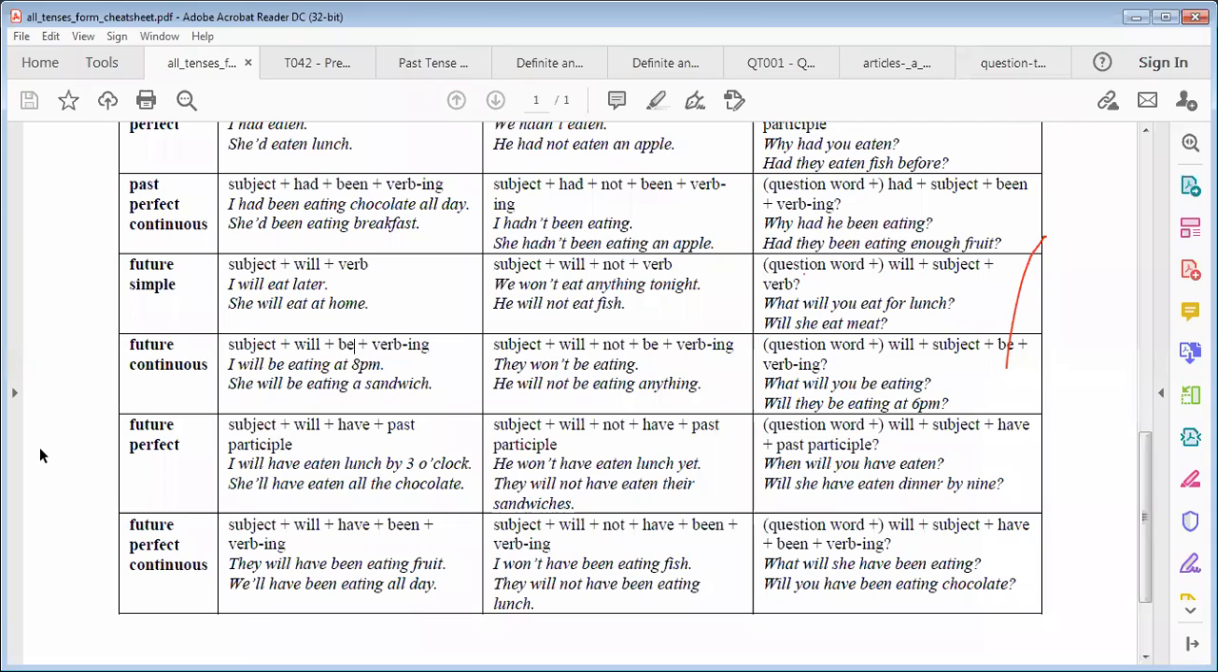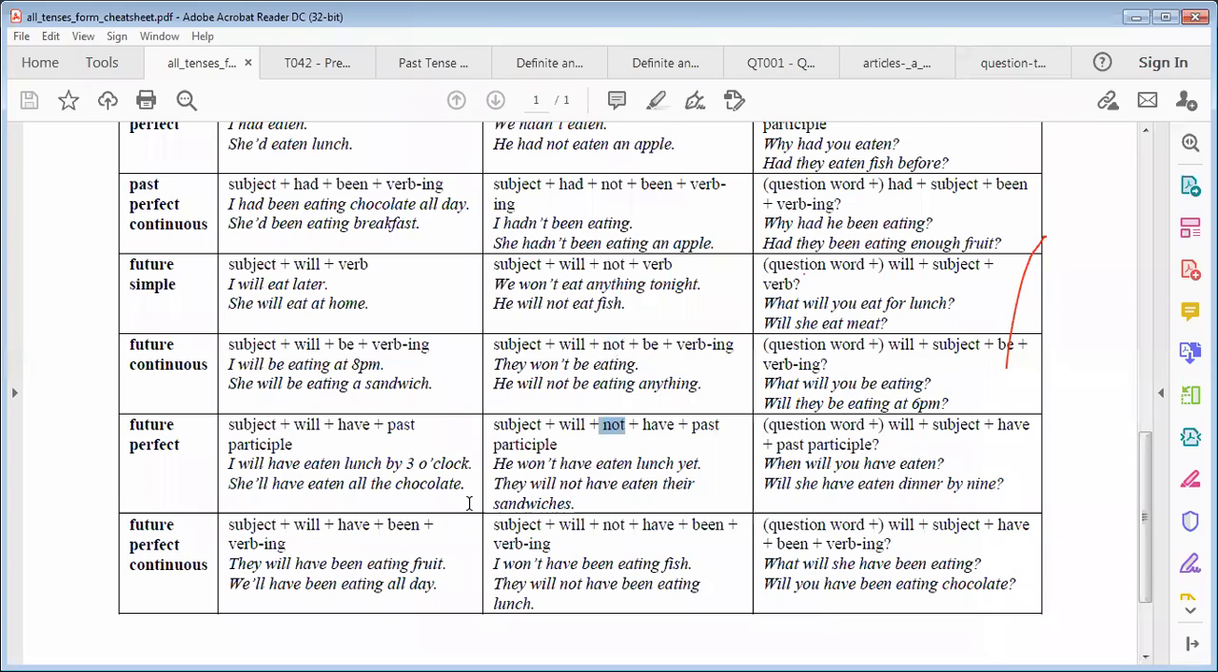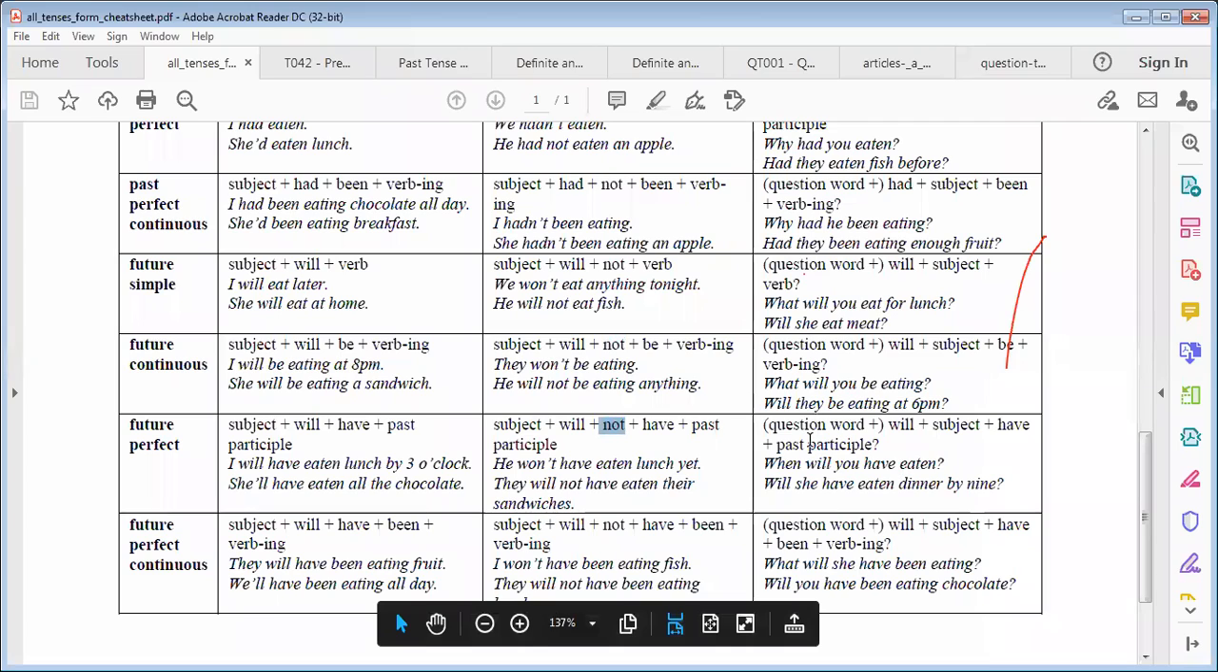Now, subject plus will plus not plus have. Okay, see, after will I am adding not, or negation. Please remember this. He will not have eaten lunch yet. They will not have eaten their sandwiches. How will you form a question? Question word plus will plus subject plus have plus past participle.